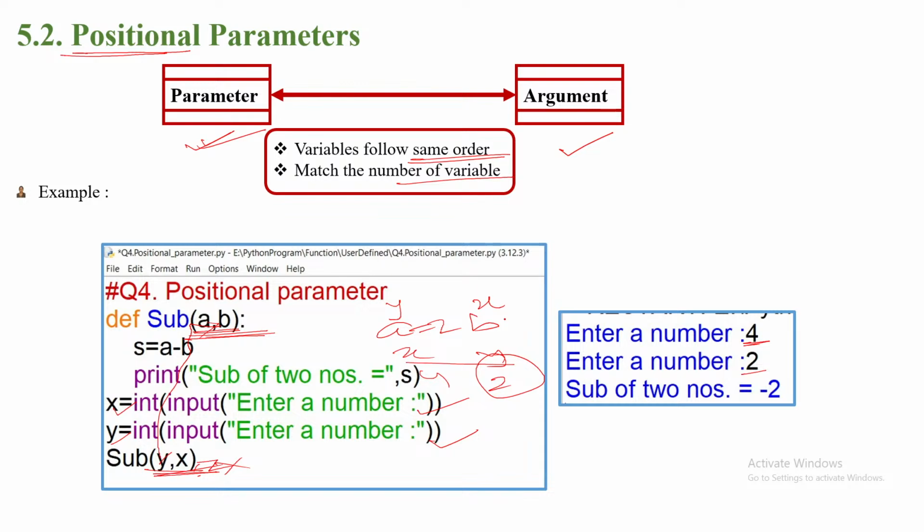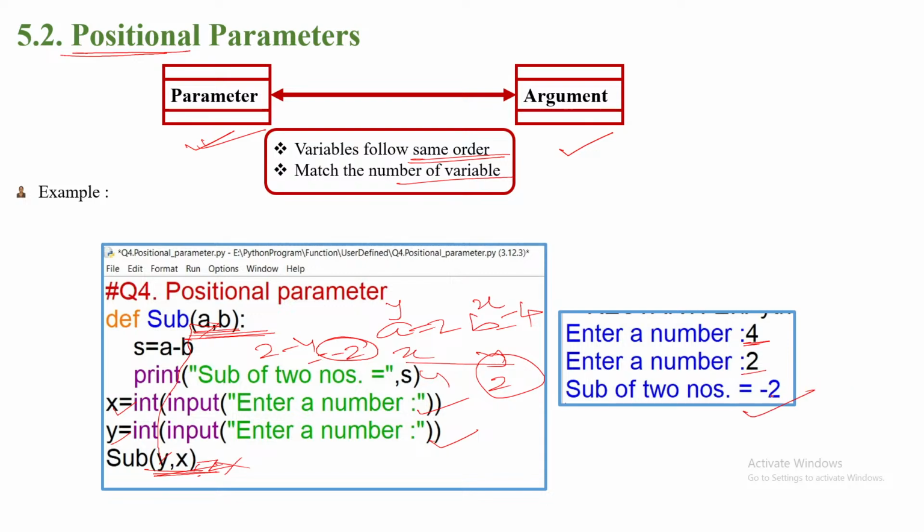And b value is, what is that? This is 4. Okay, so now a minus b, 2 minus 4, whenever you will do it, what is the output will come? Minus 2. Clear? So that is why your answer has come, subtraction of two numbers is minus 2.